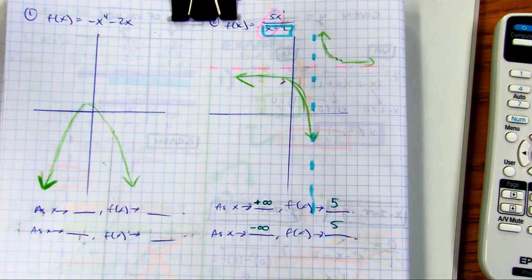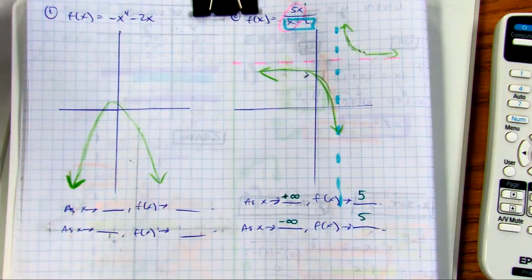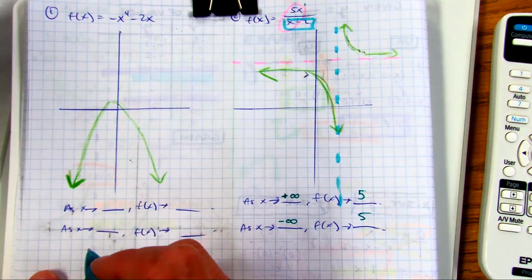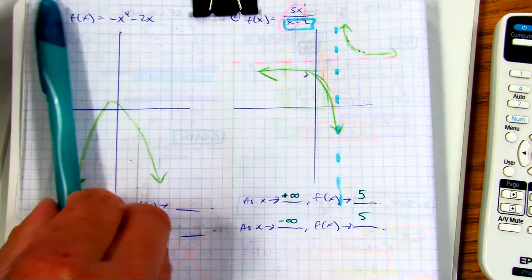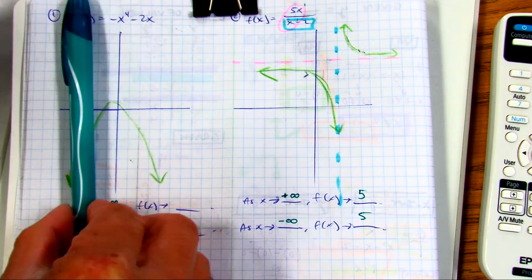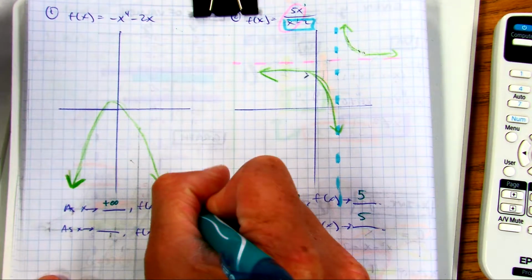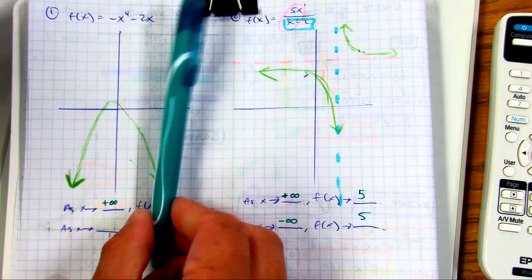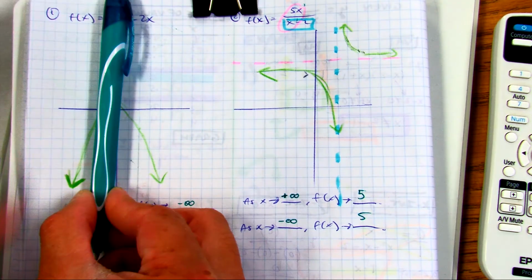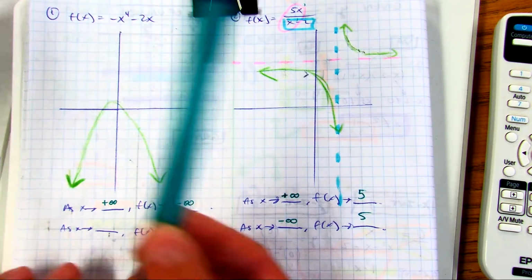Cameron, number 1. As x approaches. Yep. And the second one? Yep. The graph's going down.